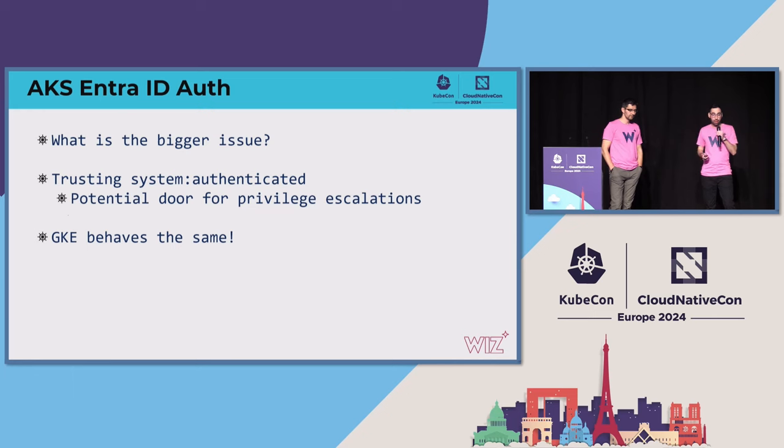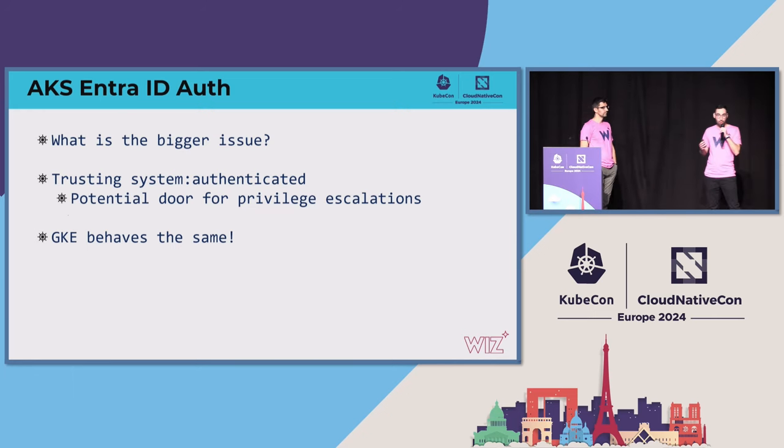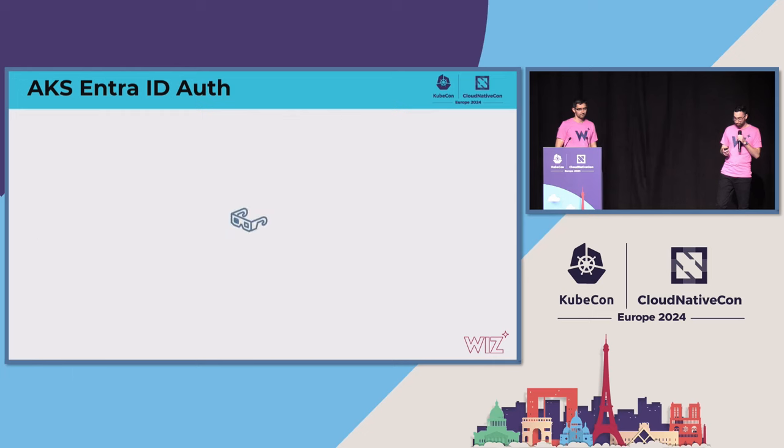Now, finally, GKE also behaved the same. I think a couple of months ago, a security researcher found that every Google account could authenticate to any GKE cluster and also be part of the system:authenticated group. And they also found the same result, that many users tend to trust the system:authenticated group and bind to it a role which may contain higher privileges. So now let's see a short demo on how it works.